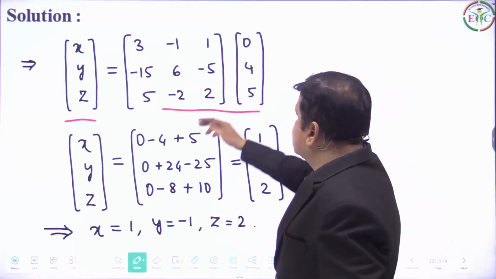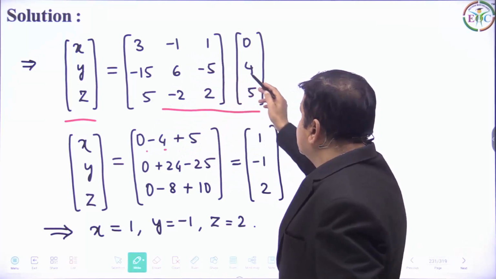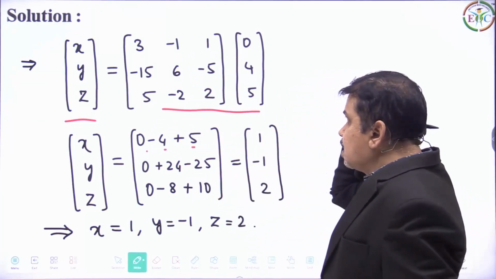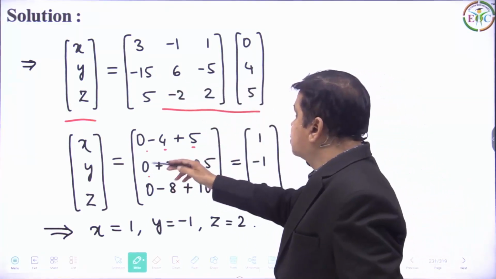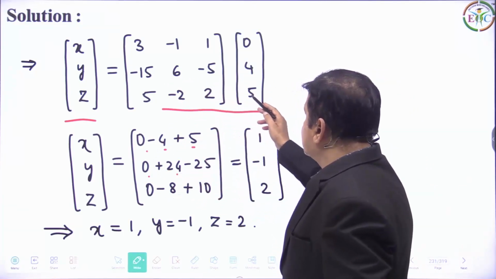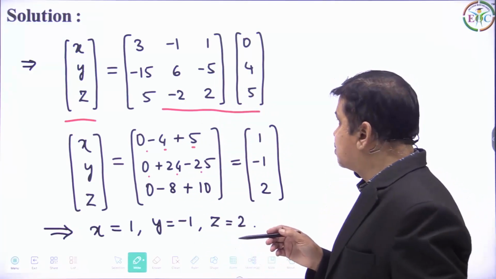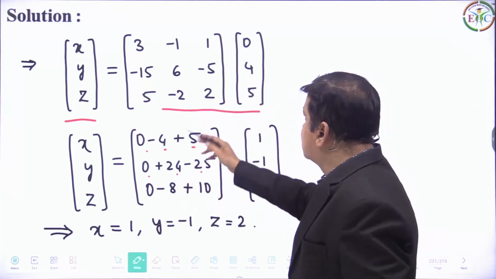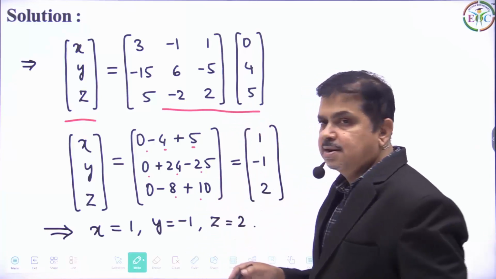Because we have 3 into 0 is 0, minus 1 into 4 is minus 4, plus 1 into 5 is plus 5. So this forms the elements of the first row. And coming to the second row, we have minus 15 into 0 is 0, plus 6 into 4 is 24, plus minus 5 into plus 5 is minus 25. So this forms the elements of the second row. And coming to the third row, we have 5 into 0 is 0, minus 2 into 4 is minus 8, plus 2 into 5 is plus 10.